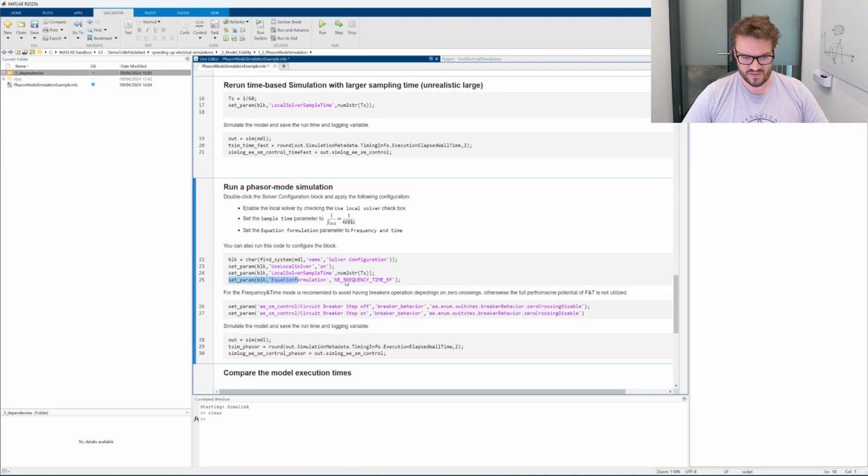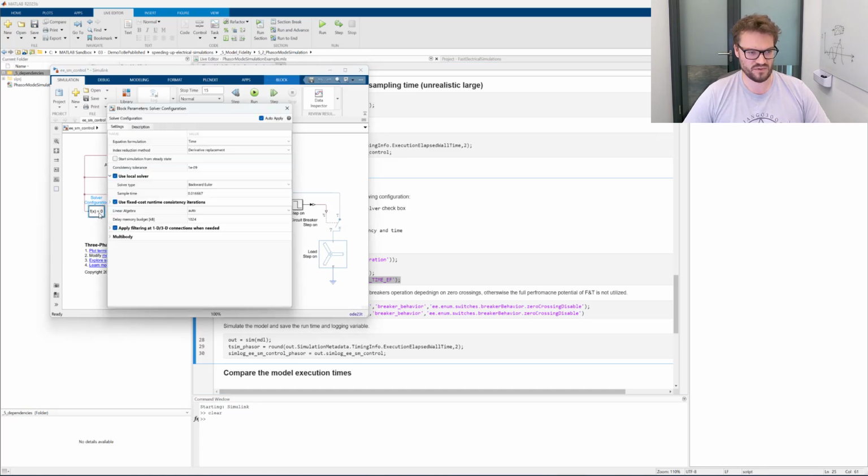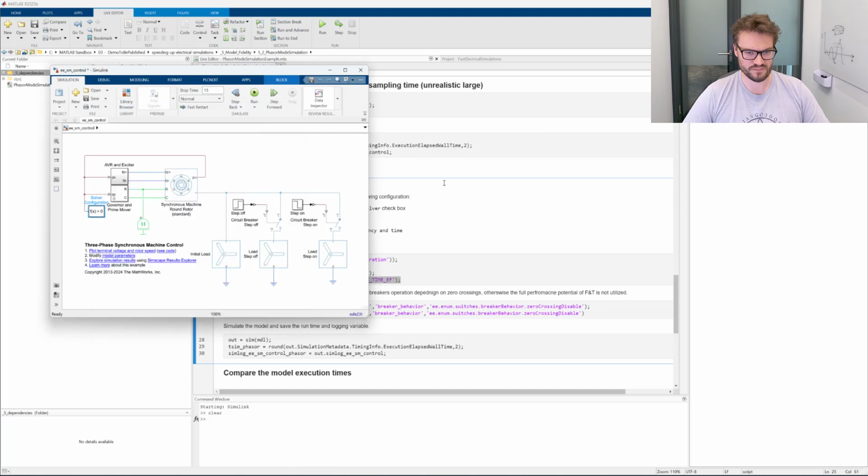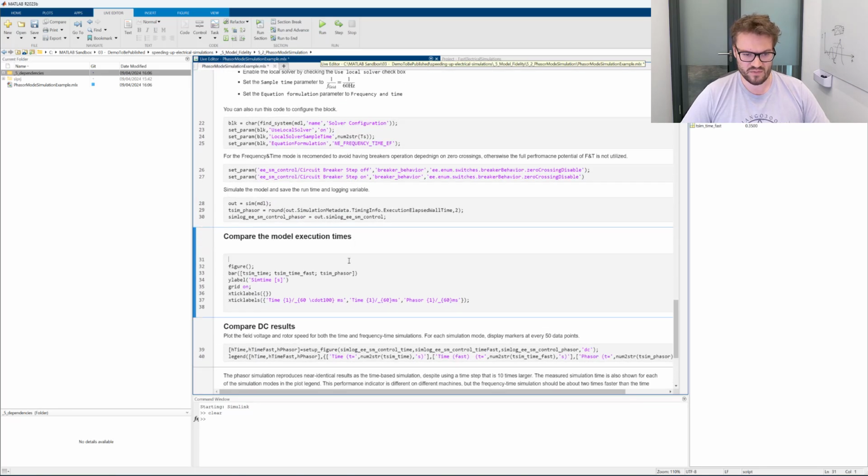However, as you can see with this line, we switch the simulation mode from time to frequency and time. The equivalent action in the graphic editor would be to click on the solver configuration block and locate here in the first line the equation formulation to set it to frequency and time. Once we collected the output and the timing for this run, we can compare now.